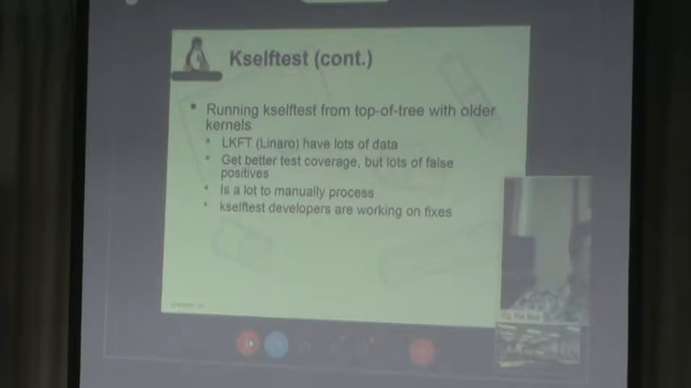So the LKFT project, which is a Linaro testing project for the kernel, they did a lot of research in this area, and they gave a bunch of stats on how effective it is to run these tests. When you run the top of tree KSelfTest with an older kernel, you get that good test coverage, but you get a lot of false positives. And so there's a lot of work to be done to fix that up. And hopefully that'll happen in the future.